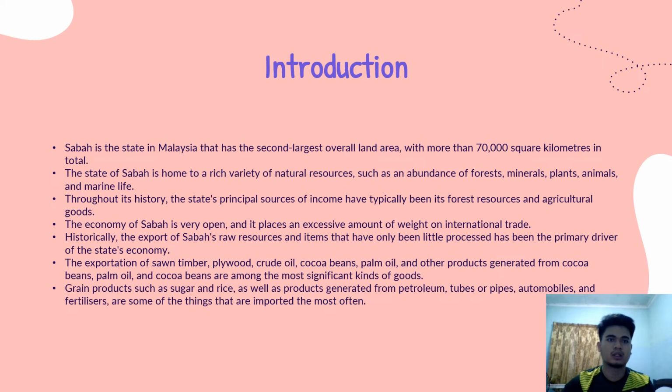Introduction. Sabah is the state with the largest overall land area, with more than 70 thousand square kilometers in total. The state of Sabah is home to a rich variety of natural resources such as an abundance of forests, minerals, plants, animals, and marine life. Throughout its history, the state's principal sources of income have typically been forest resources and agriculture goods.